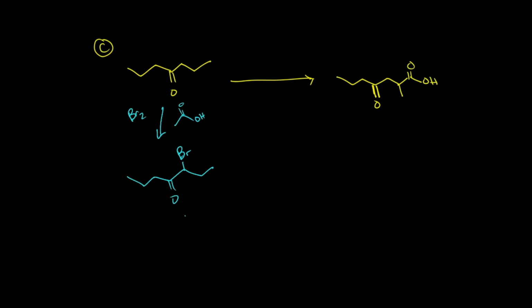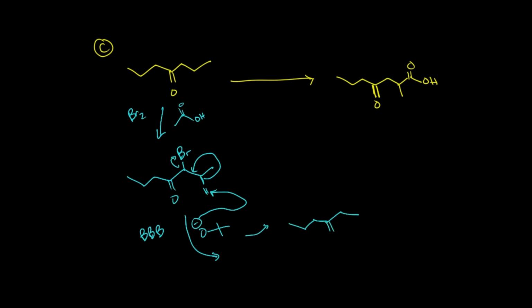If I then react this with a big bulky base, so let's do tert butoxide. Right, this goes back to 118A, 118B. Here, grab the proton, break this, form a double bond. I just generated a 1,4 double bond. So here I have 1, 2, 3, and then 4. I have a double bond here now thanks to the E2 mechanism.